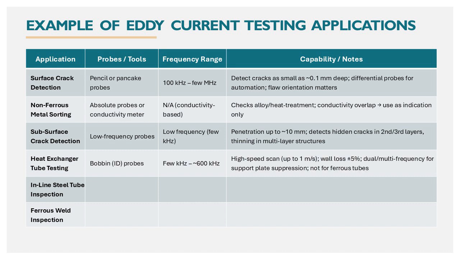For eddy current testing applied to heat exchanger tube testing, recommended probes or tools are bobbin ID probes. Frequency range is up to 600 kHz.